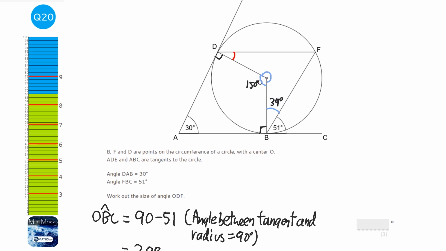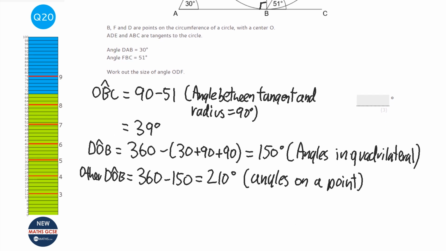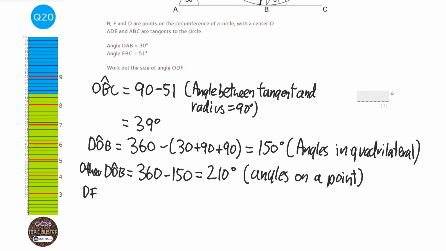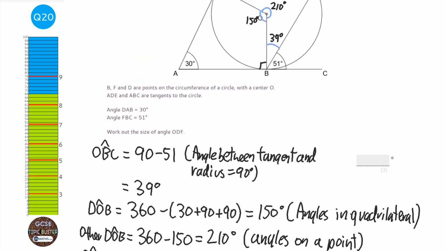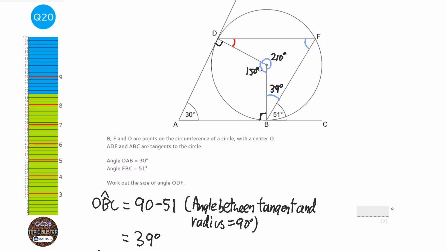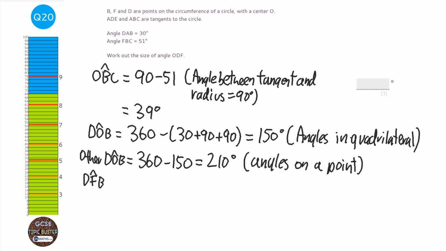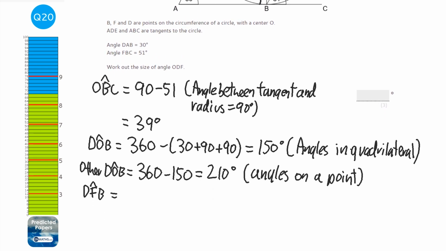Okay, so what are we up to next? Well, we can work out this angle here. And actually, let's mark on the 210 as well, so we've got it all on our diagram. We can work out angle DFB. And this time we're using the circle theorem that says angle at the center, which is the 150, is twice the angle at the circumference. So it's going to be 150 divided by 2, which is 75 degrees.